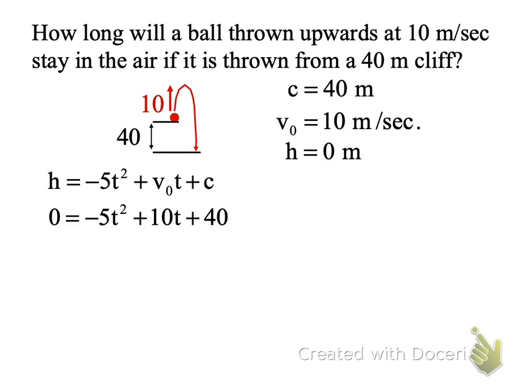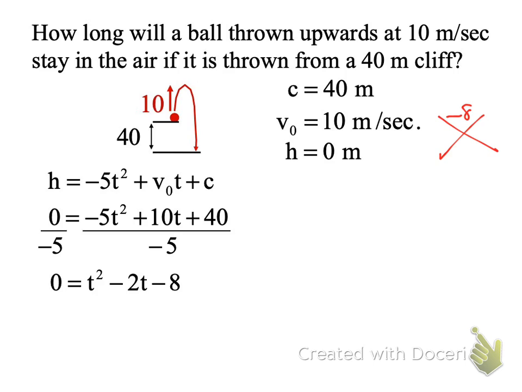And then we can divide both sides by 5, right? Yeah. And then we're left with 0 equals t squared minus 2t minus 8. Right? We can do our x marks the spot. What multiplies to negative 8 and adds to negative 2? Negative 4, positive 2. So that's t plus 2 times t minus 4 equals 0. So t is equal to negative 2 or t equals 4.